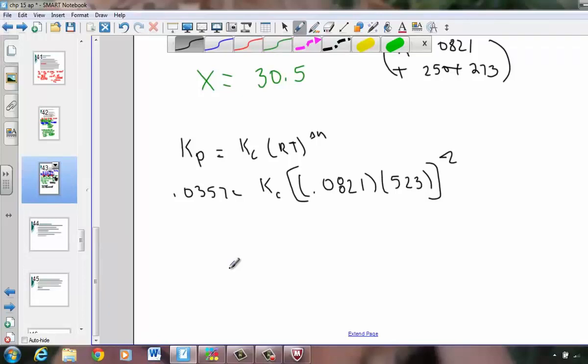0.0821 times 523, raised to the negative 2 power. Now I'll go 0.0357 divided by that answer, and I found a Kc equal to 1.921 times 10 to the negative fifth.